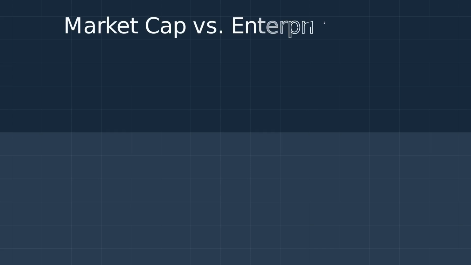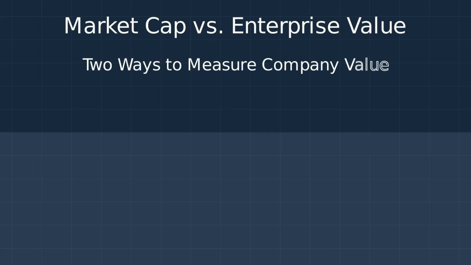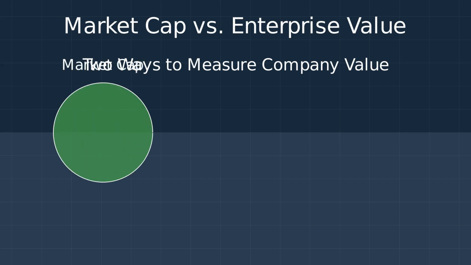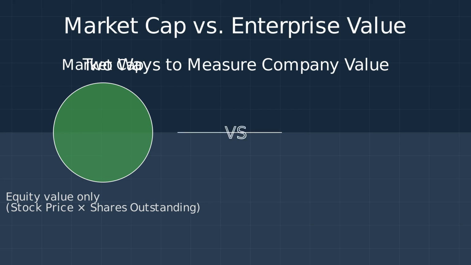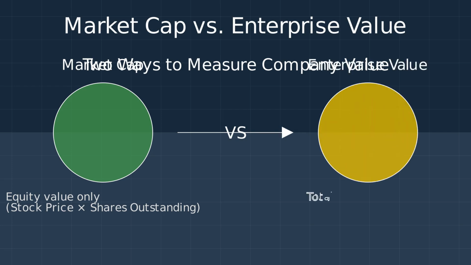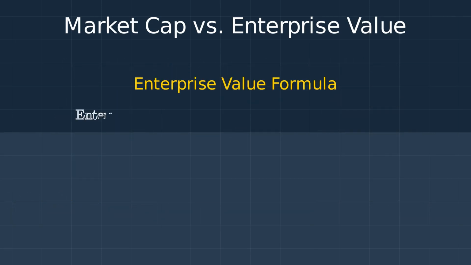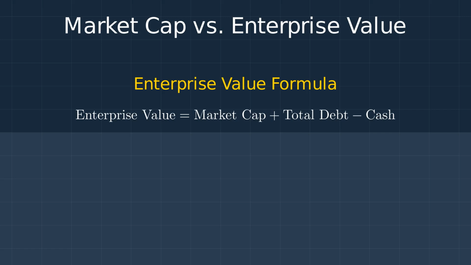Market capitalization and enterprise value are two different ways to measure a company's value. Market cap represents only the equity value of a company, calculated by multiplying stock price by shares outstanding. Enterprise value provides a more comprehensive picture by also accounting for debt, cash, and other factors. The formula for enterprise value is straightforward. Enterprise value equals market cap plus total debt minus cash and cash equivalents.